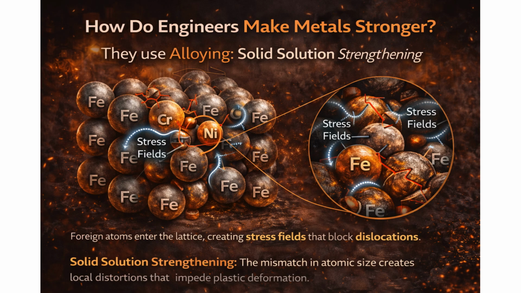Let's start with the most obvious question engineers ask: how do we make metals stronger and harder? The answer almost always involves alloying. When foreign atoms enter the lattice, they create local distortions. Mismatches in atomic size create stress fields. These stress fields act like roadblocks to dislocations, the line defects that cause plastic deformation. This is called solid solution strengthening.